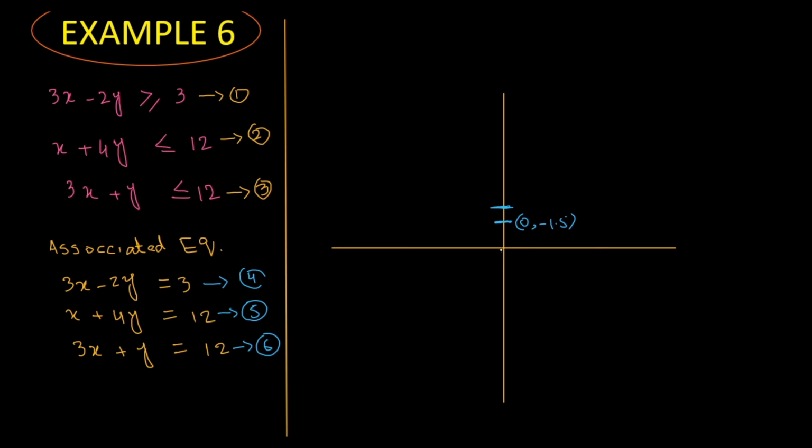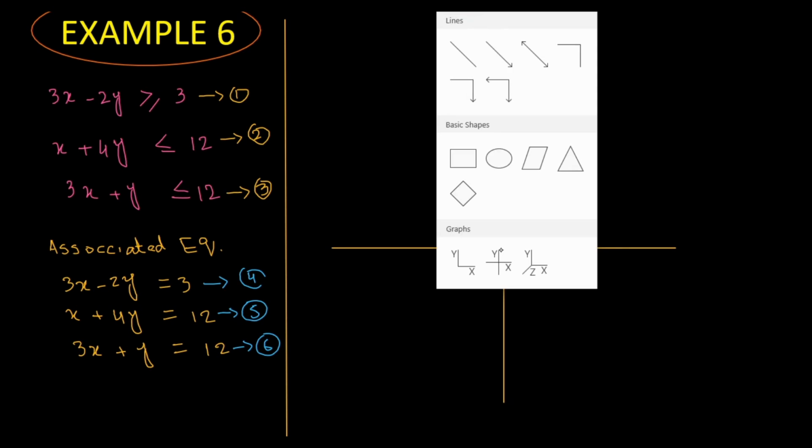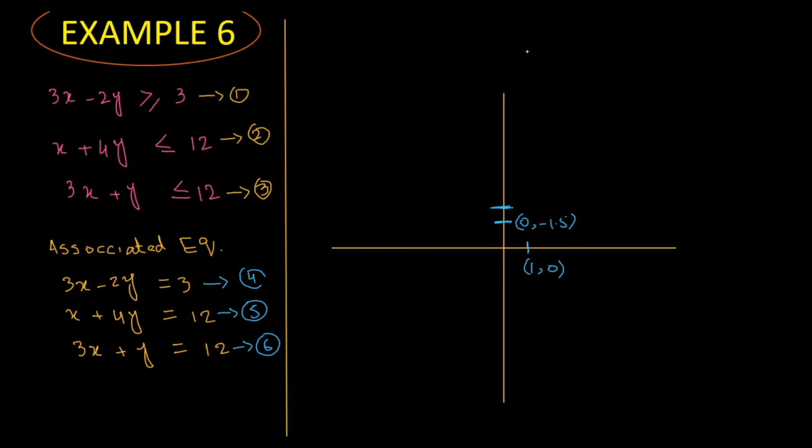And if I put y equal to 0, then 2y will be 0, so 3x is equal to 3, which means x is equal to 1. So x is equal to 1, y is equal to 0. If I take this as 1, this point is actually (1, 0), which means our line will pass through this point. I am drawing the line.